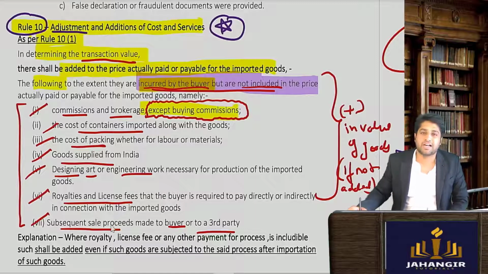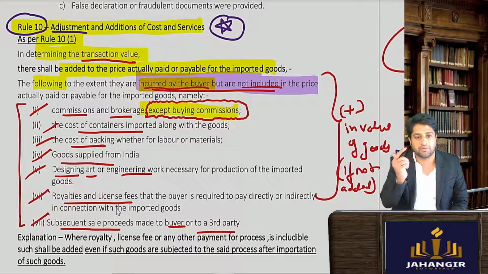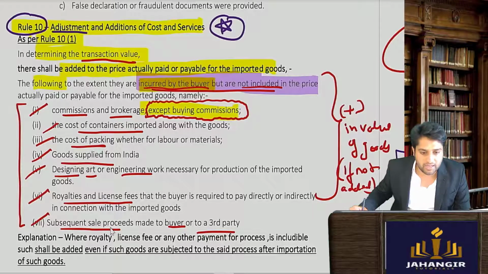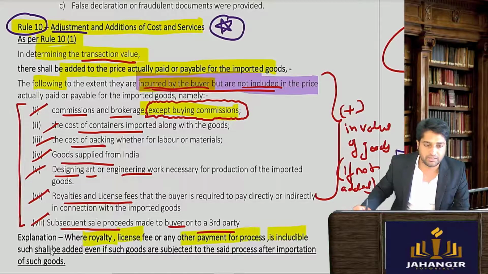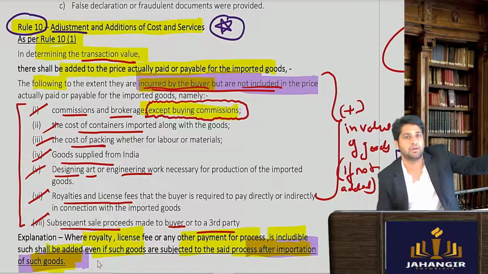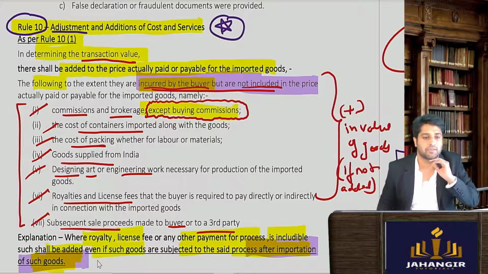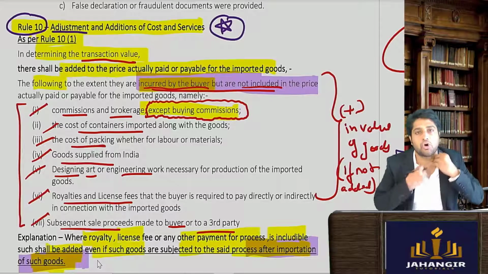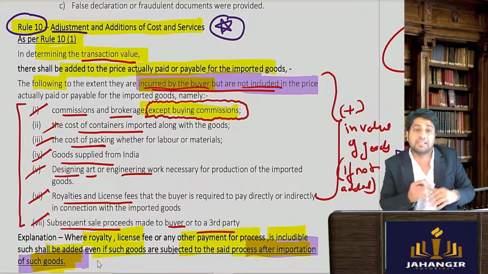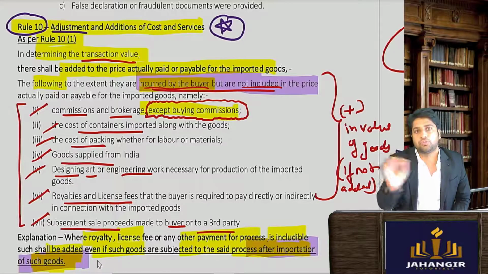Okay. Now royalty charges also. So I'll keep paying you royalty separately for giving me the goods. So any which way I'm trying to make a payment to him, where royalty or license fee or any other payment is includable, it shall be added even if the goods are subjected to the said process after importation of the goods. So even after importation, if I keep paying him regularly, all of those will keep on being added. Later in the investigation, if we come to know, that is a detection risk and a matter of analysis of for how much time you are paying the royalty. We'll keep adding it, since you tried to evade the duty.